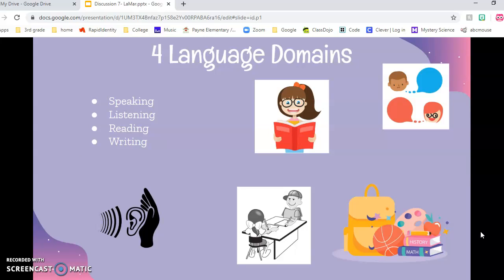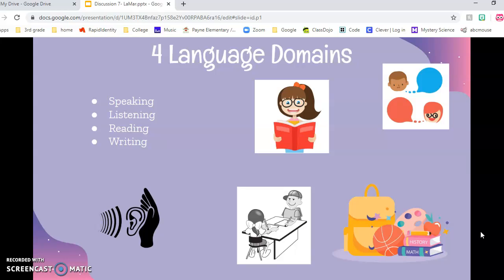Another big thing that we need to look at is our four language domains: speaking, listening, reading, and writing. So when we are doing lesson plans, we need to think about these things for our ELL students. Are they using their speaking skills? Are they communicating with their peers? Are they communicating with us on what they're learning?